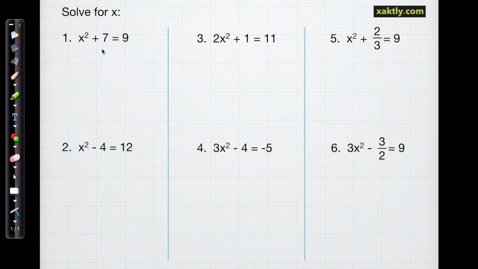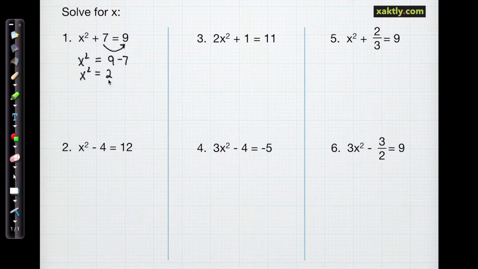Okay, on to some slightly more difficult algebra problems. These all involve squares of the variable we're trying to solve for, x. So we're going to have to take some square roots. So in number 1, we'll first move that 7 over to the right side by subtraction. Always do the easy stuff first.